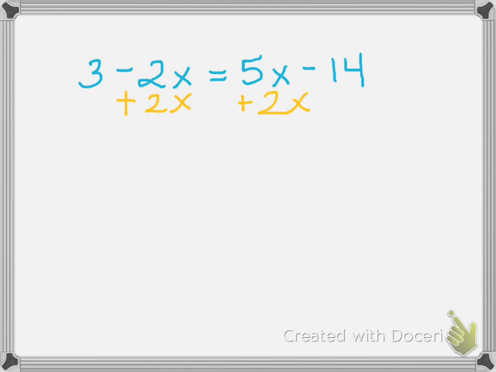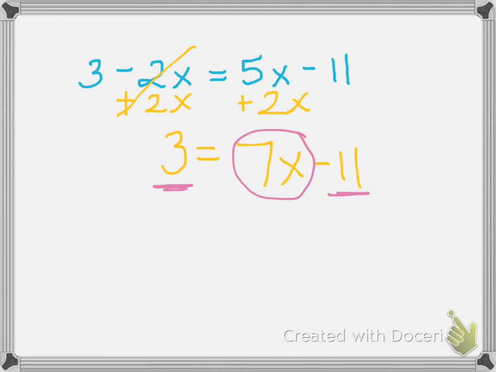Negative 2x plus 2x is 0, so this really just cancels out, and I need to bring this positive 3 down. So 3 equals 5x plus 2x is 7x. Bring down the minus 11. And now I can see that I have constants, and I'm left with just one variable, so that's fine. I'm done with my variable. To combine my constants, I'm going to move this 11 over by adding it on both sides.